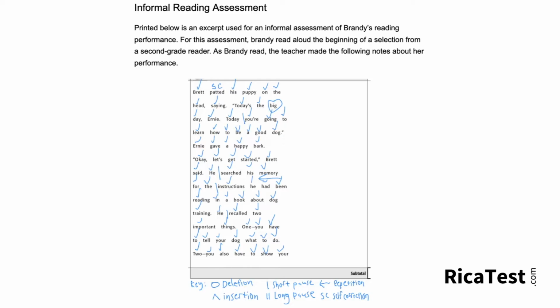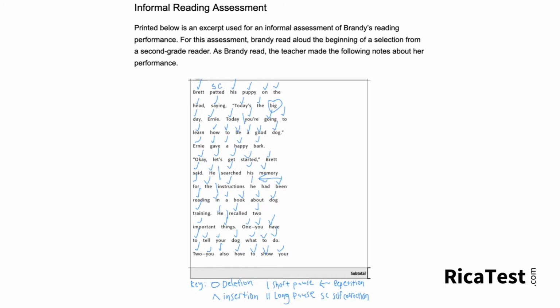Okay, so I'm going to quickly scan this. First I see that there's a key at the bottom: deletion, insertion, short pause, long pause, repetition, self correction. Okay. Before I read the story, I'm going to first look for patterns of error.